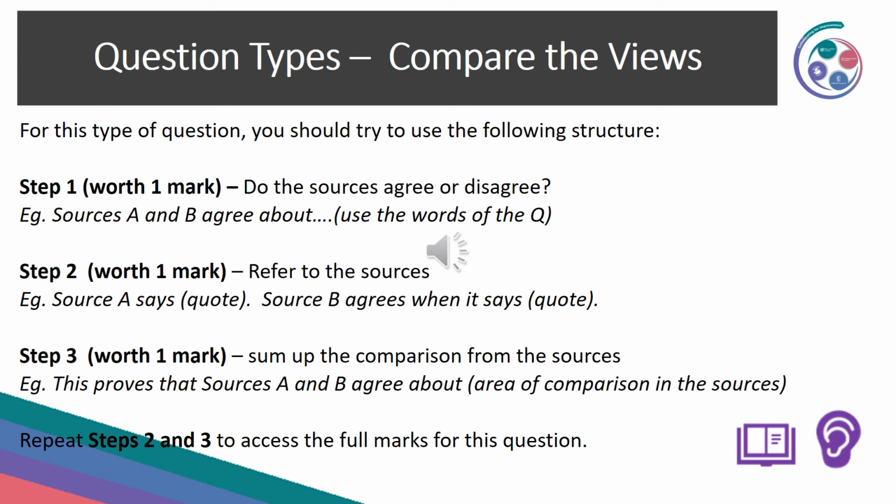Step 3 is worth 1 mark as well, where you sum up the comparison from the sources. You should remind yourself of what the two quotes are and what they agree or disagree about before you write your summary sentence. You could introduce it like this. This proves that sources A and B agree or disagree about, and you use the area of comparison in the sources. You need to repeat steps 2 and 3 to access the full range of marks for this question. Read quickly and carefully to identify your points of comparison.